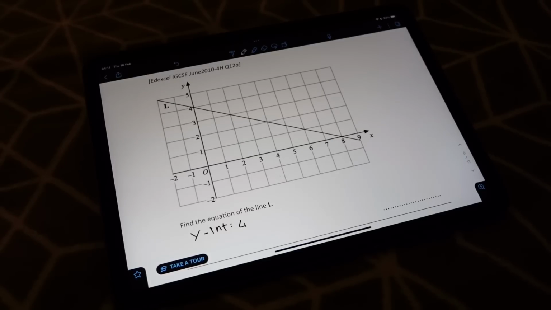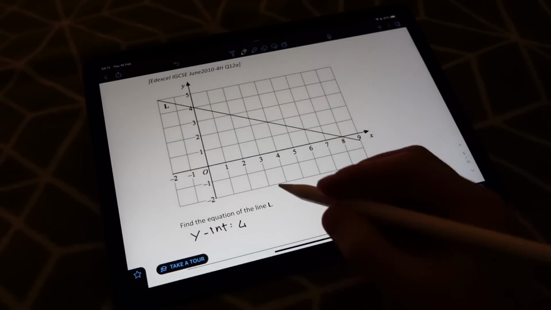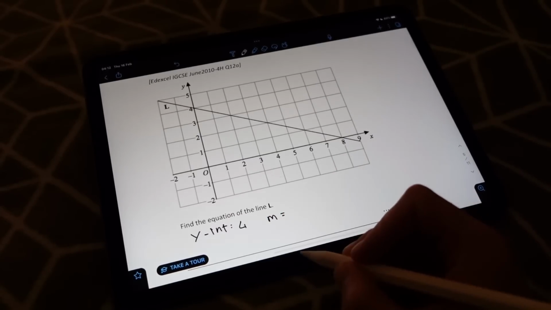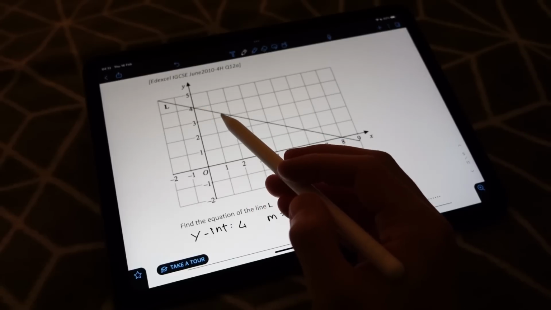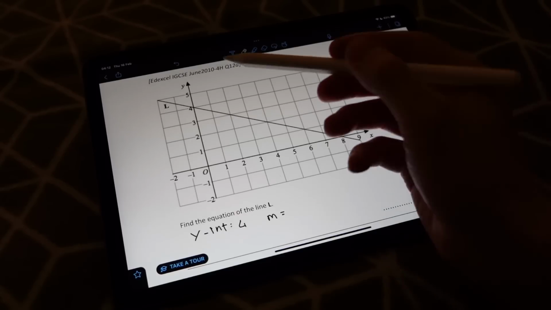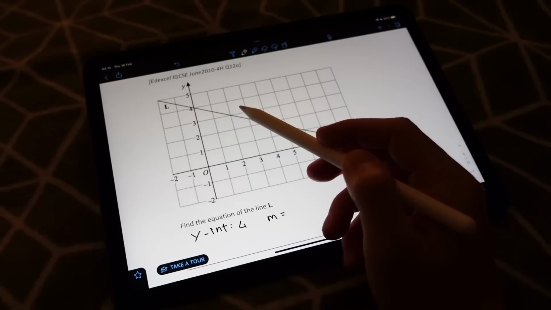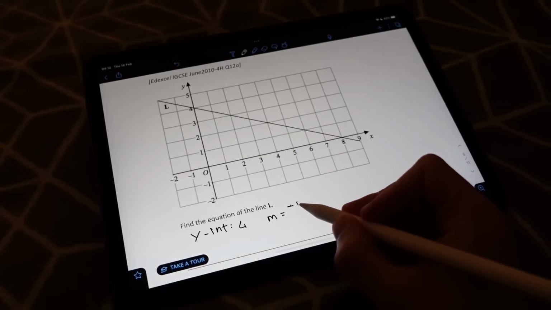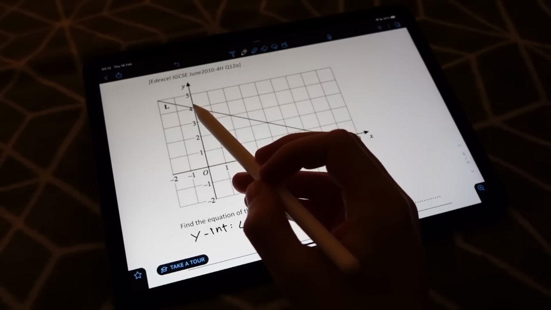And the reason I do this is because when we're working out the equation of a line, we need two things. We need the y-intercept, and as you've probably guessed, we need the gradient m. Now the gradient m, I could just work out by seeing it goes down 1 and across 2, or by working out the two points, and it's the difference in the height, the vertical distance divided by the horizontal distance.